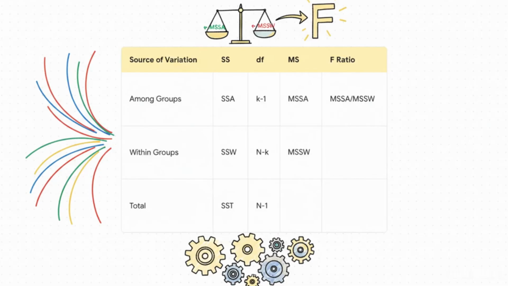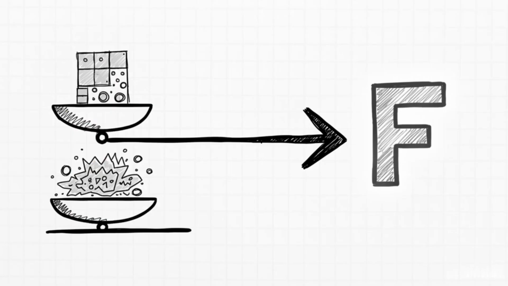And all of these numbers fit together so neatly into what's called an ANOVA summary table. This is kind of like the final report card for our analysis. It's the standard way to lay everything out so you can see the whole story at a glance. And now, the moment we've been building towards. We can finally calculate that F ratio. And it's so simple. We just divide the signal by the noise. That's it. It's our mean square among divided by our mean square within. And that gives us our final F statistic.